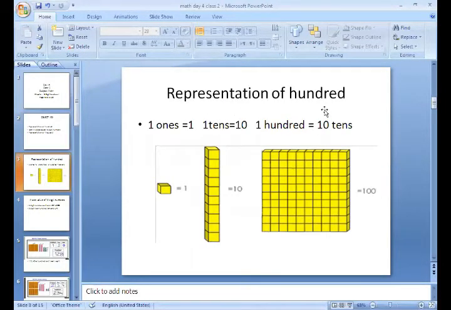So, representation of 100. As you know, one small block means one ones, and one one shows one. So this is a group of 10 blocks, and this rod shows 10. 10 means 10 ones, because this group of 10 blocks is made with 10 small blocks. And if we add 10 columns of 10, it will make 100. 100 means 10 tens, because 100 is made with 10 tens.